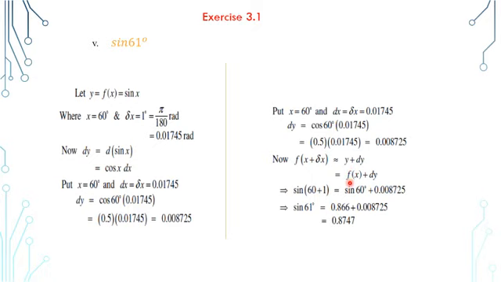Now f of x plus del x is approximately equal to y plus dy. What is the value of y? That is f of x. F of x means sin x, and the value of sin x is sin 60, and the value of dy is 0.00875. Sin 60 is 0.866 plus 0.00875, which is 0.8747, or you can say that sine of 61 degree is approximately equal to 0.8747. You can check these results by using a calculator.